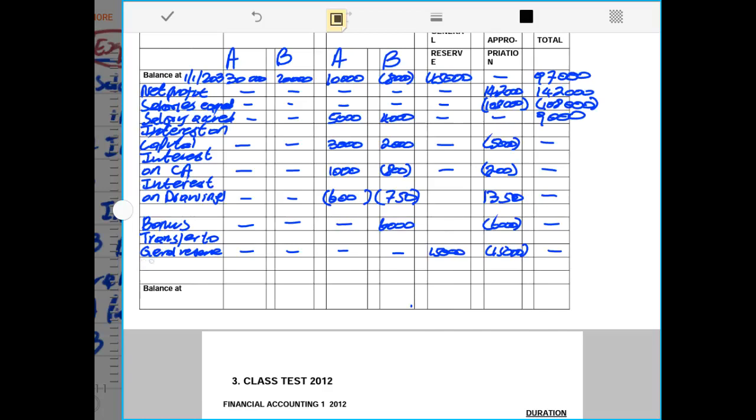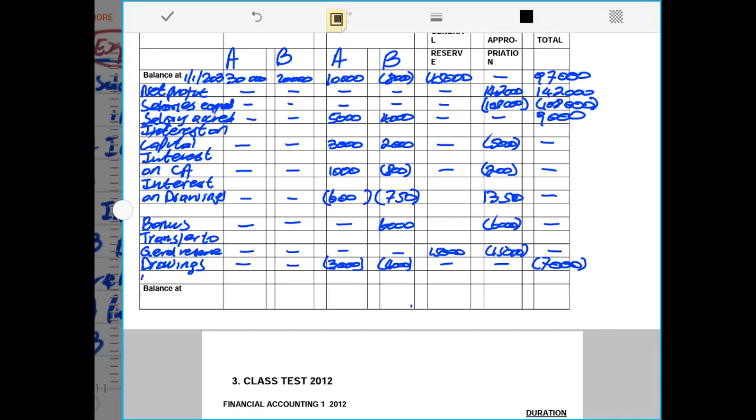Then we have the last section, which is the drawings. The drawings were recorded to be 3,000 rands and 4,000 rands for partner A and B respectively, and that does not affect any other entry. It goes straight under the total as 7,000 rands.